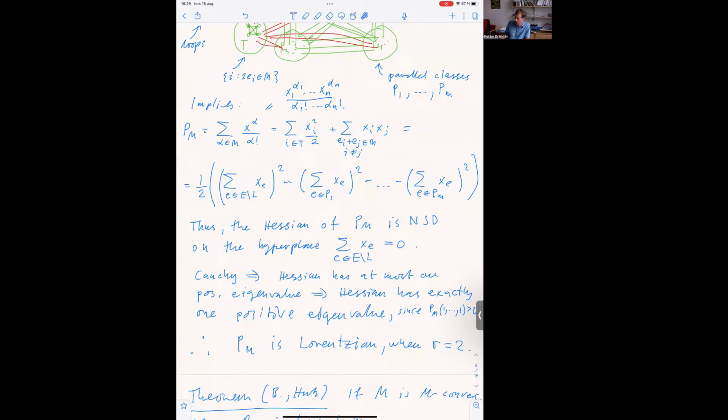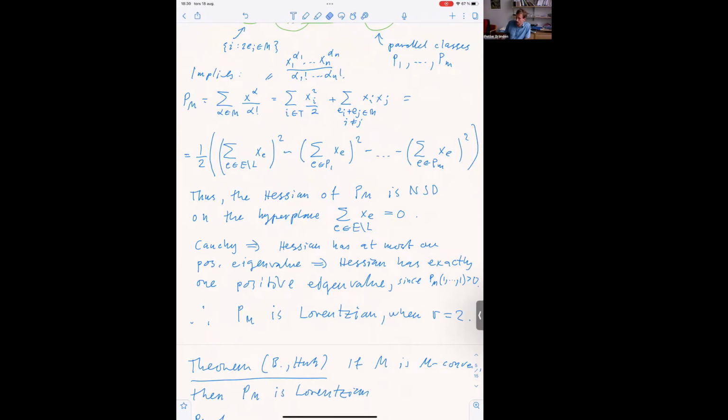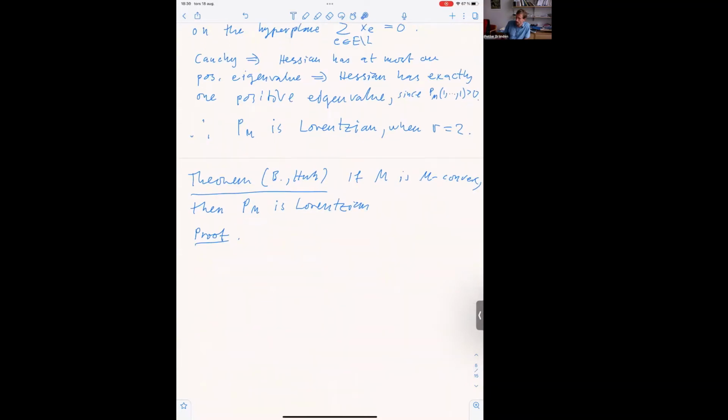But then if it has at most one positive eigenvalue, well, since the coefficients are non-negative, then the Hessian has exactly one positive eigenvalue. Since, for example, when we evaluate it at 1, 1, 1, 1, we get something positive. So it must have some positive eigenvalue. So this means that indeed this polynomial P_M for rank 2 is Lorentzian. And this is sort of the only thing we need to prove, that it's going to be Lorentzian for any M-convex set, because we can do this by induction.